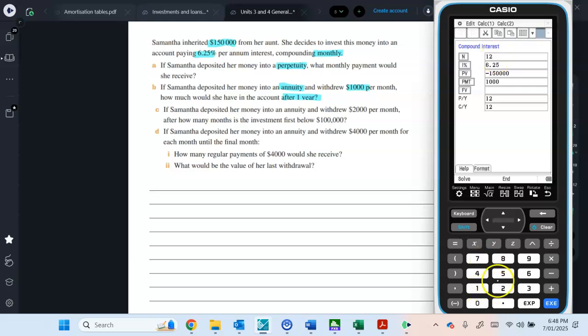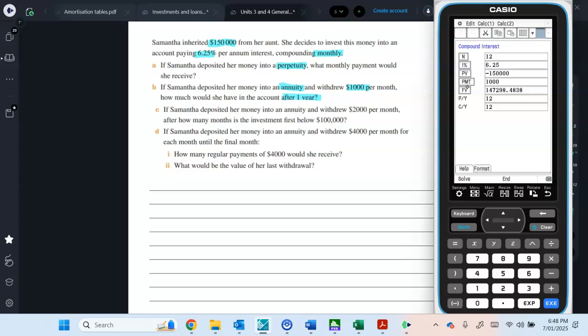Just get that working. All right, so that's how much she would have: $147,298.48. So you can see it's gone down because the perpetuity amount was $781 or something. So anything over that amount is obviously going to decrease that $150,000.